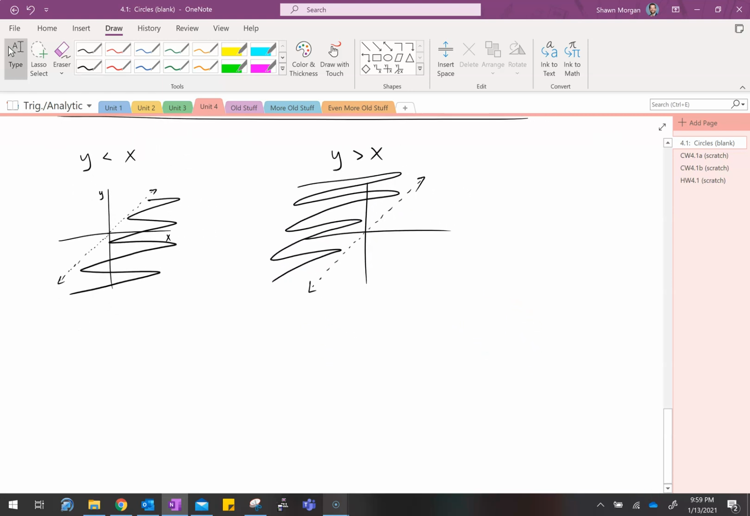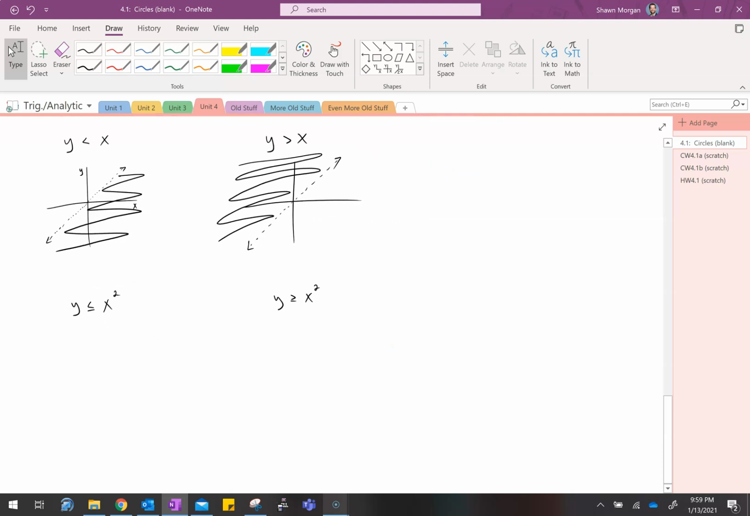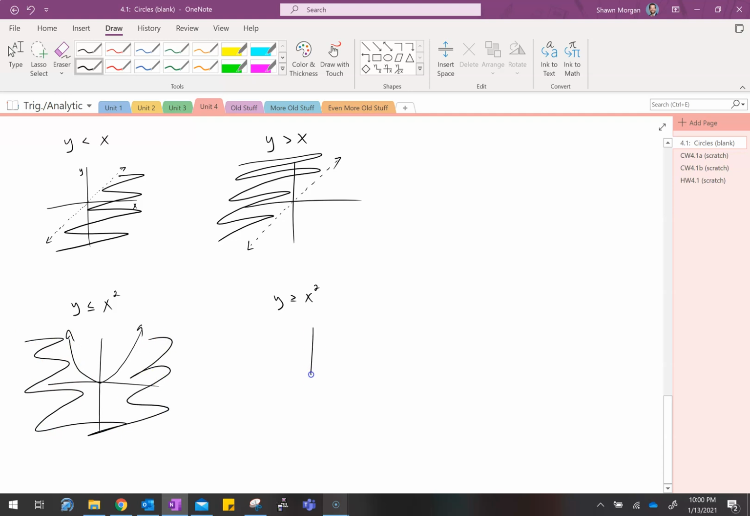Similarly, if we had something like y is less than or equal to x squared, or y is greater than or equal to x squared, again, remember, you're going to have a solid line because it's inclusive. In this case, it's less than or equal to, and x squared being a parabola, y is less than means I'm going to be shading below the parabola. If it's y is greater than or equal to, we're going to have a solid parabola, and we would be shading above it.